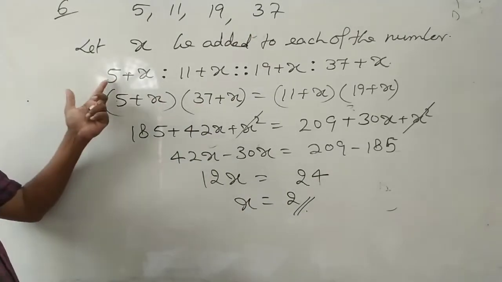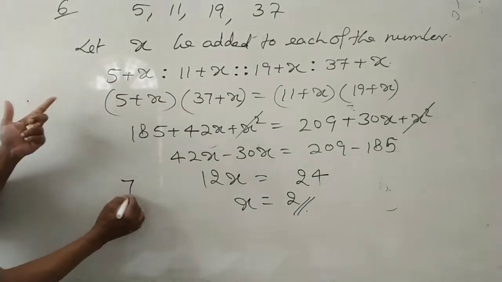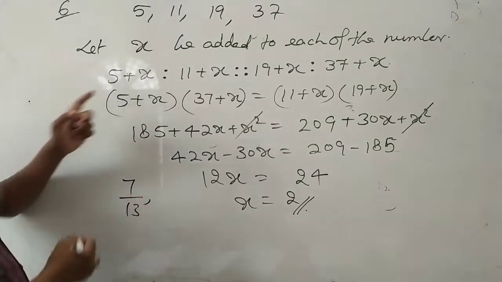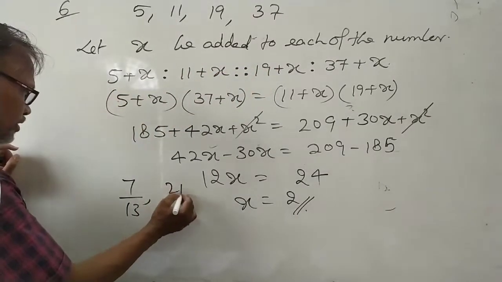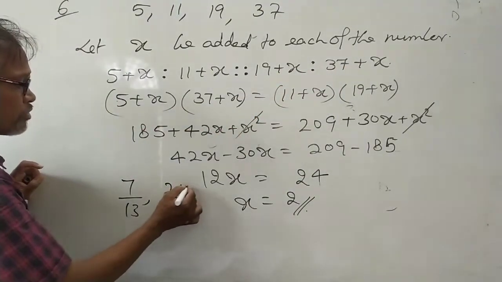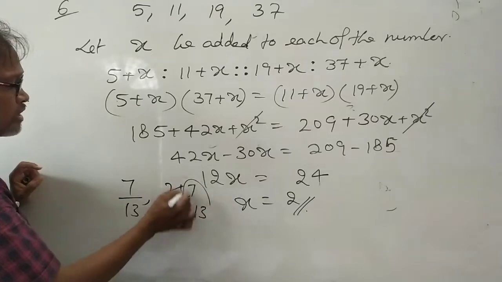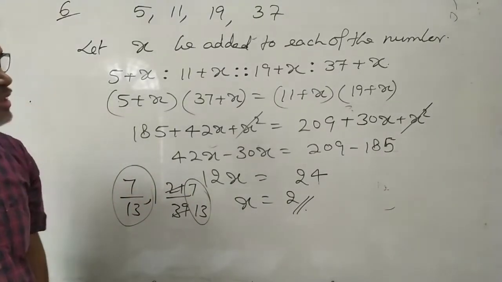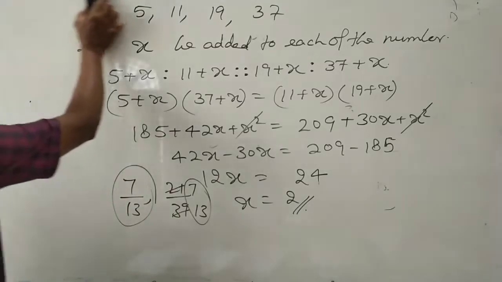You can also check: 5 becomes 7, 11 becomes 13, so 7 by 13; 19 becomes 21, divided by 37 becomes 39, so 21 by 39. Now 3 7s are 21 and 3 13s are 39, which means both ratios are equal, so the numbers are in proportion. In this way you can solve the question.